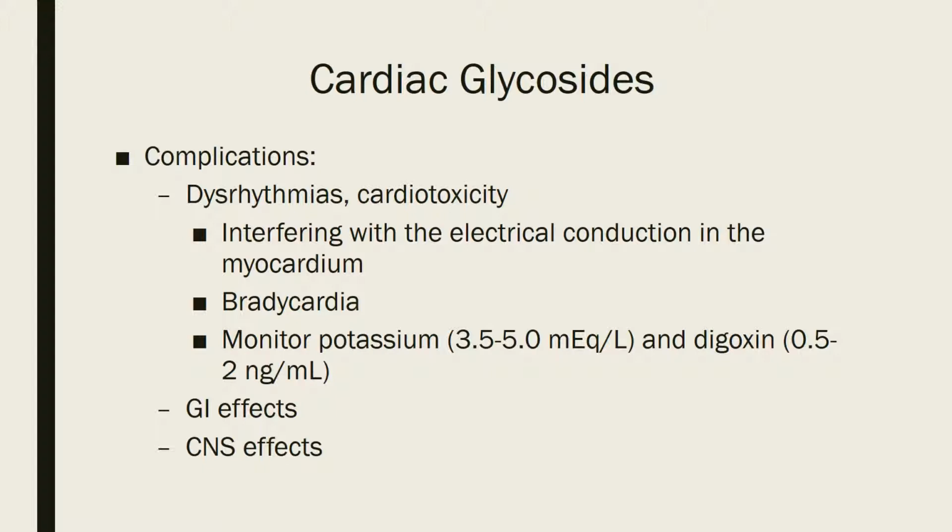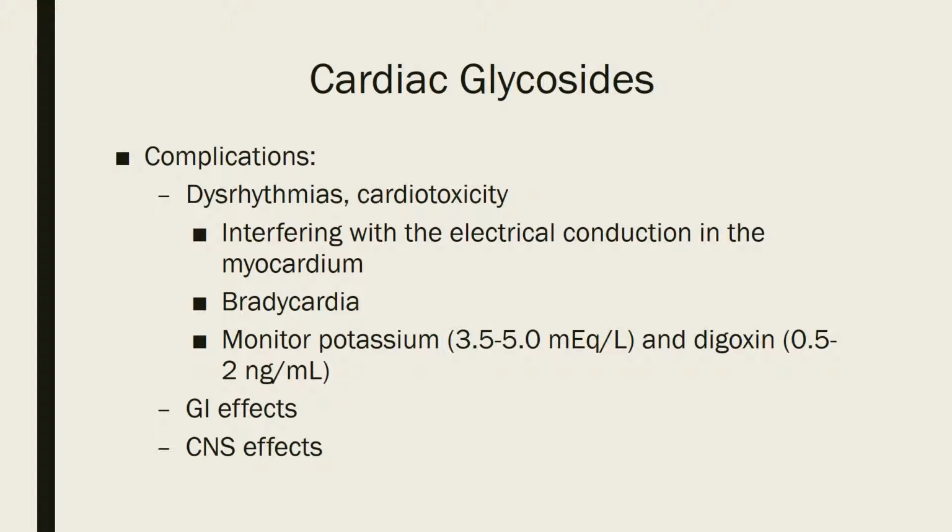The conditions that will increase the risk of developing DIG toxicity, or induce dysrhythmias, can be hypokalemia, so your potassium less than 3.5 will increase those DIG levels, and then cardiovascular disease as well. Your DIG level normal is 0.5 to 2 nanograms per milliliter. So the physician will need to order labs drawn to monitor definitely the potassium and the DIG level.